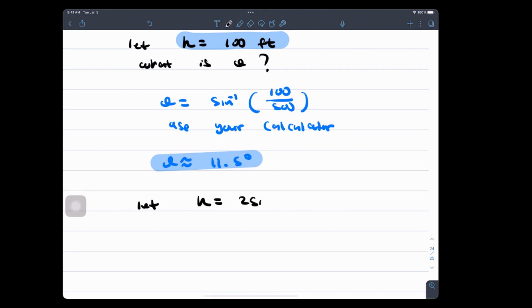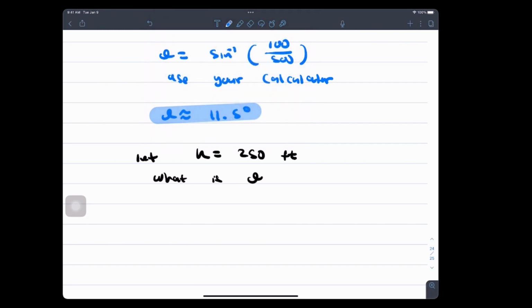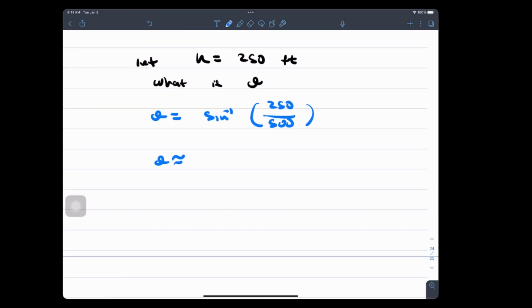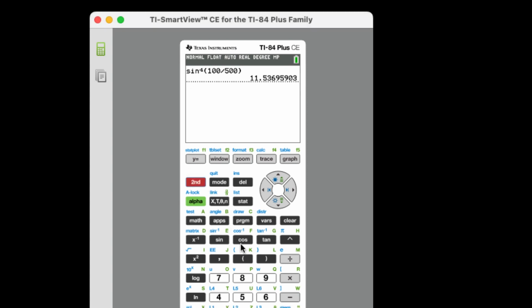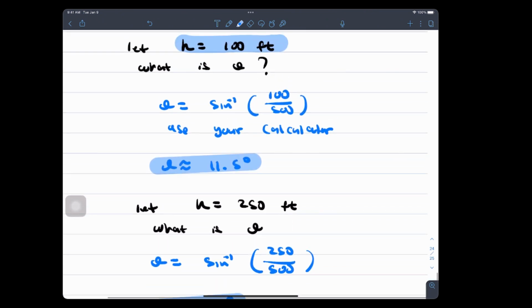Let h be 250 feet. What is theta? What did they do? They changed the height. So now you might say, okay, theta will be inverse sine of 250 over 500. Let's see what this is going to be. What's your theta? What's your angle? 30 degrees, ladies and gentlemen. So they're going to have you change your various height values. You're going to use your calculator on this.